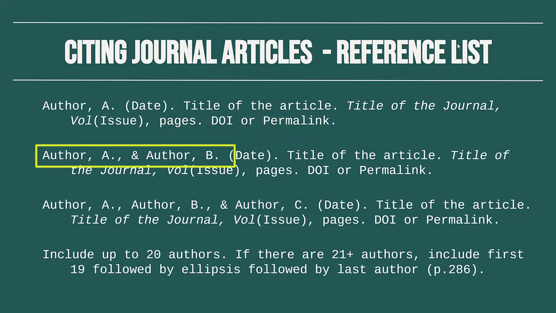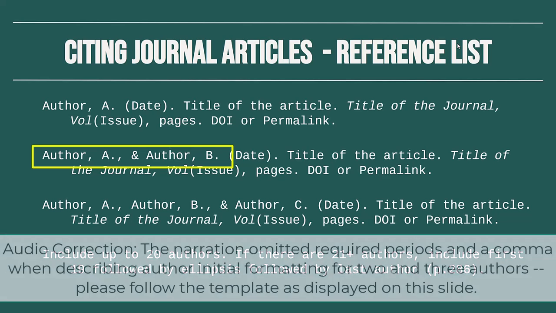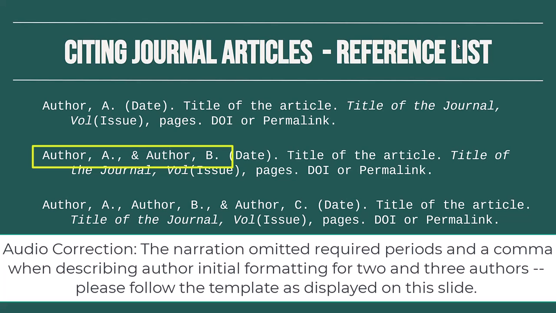For two authors, the only difference will be that you include the last name of the first author, followed by a comma, followed by the first author's first name initial, followed by a comma, followed by an ampersand, followed by the second author's last name, followed by a comma, followed by the second author's first initial, followed by a period.